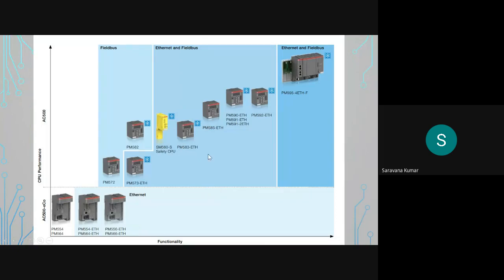Okay. Here I have also shown some PLC examples. This is from ABB. We can see this is 500. This is the basic model, and these are the mid-range models, and this is the high-end model. So here we can see only PLCs. From this PLC we can communicate with a lot of distributed IOs also.